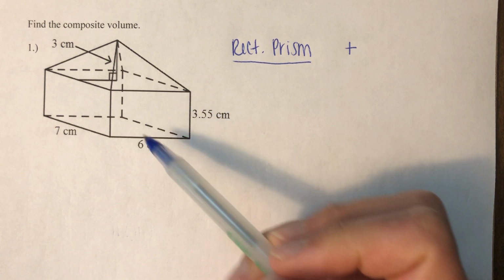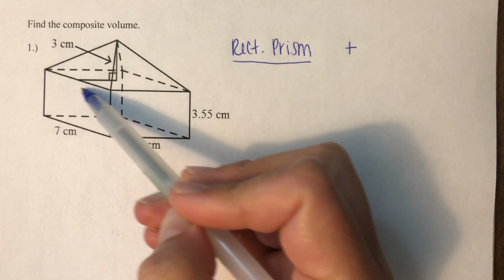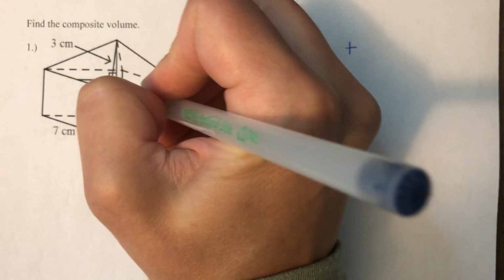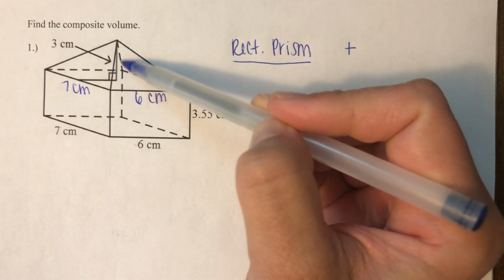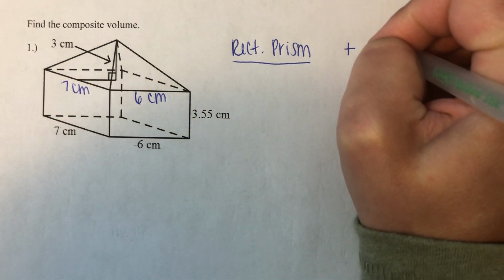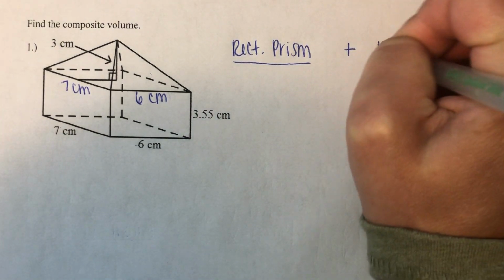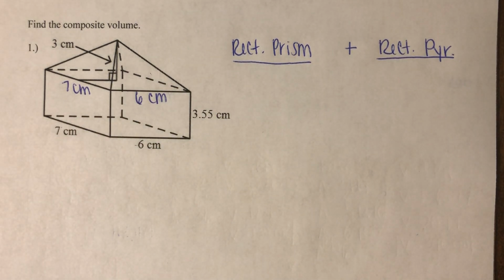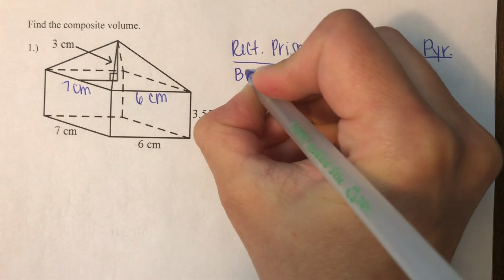Plus, well, if there's a rectangle down here, we just said there's another rectangle up here, and I'll even label it. It has the same exact dimensions. But this shape comes to a point, so it's a rectangular pyramid. So we have to use what we did yesterday with what we did today. Either way, in both examples, we need to find the area of that base first.